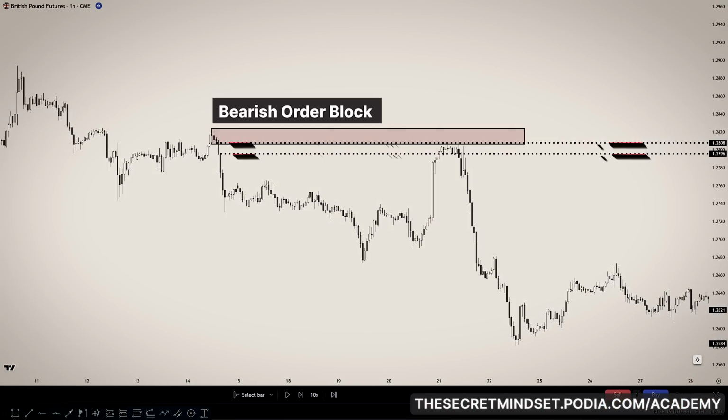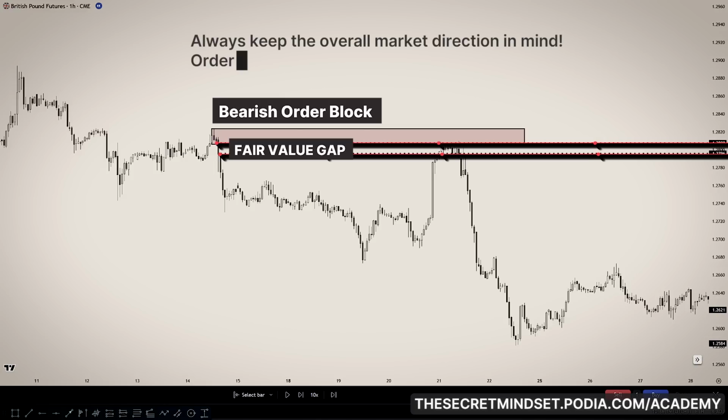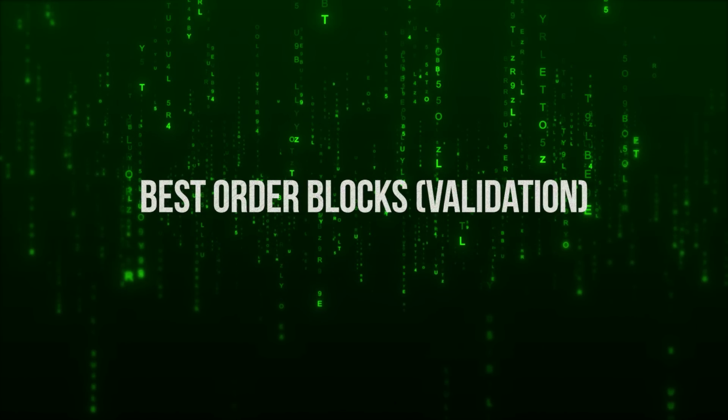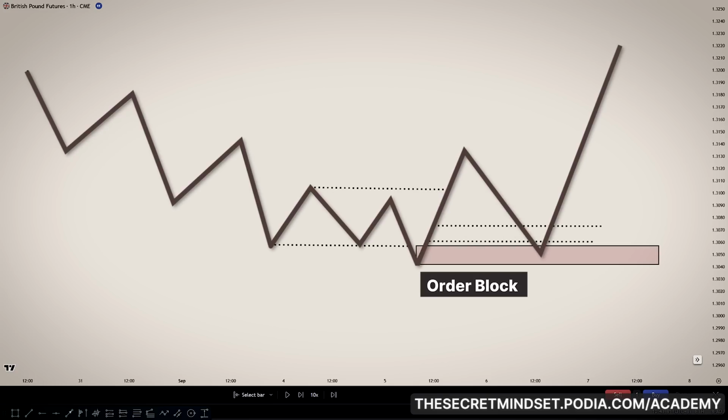Also, don't forget about the bigger picture. Order blocks and fair value gaps are just parts of market structure. They fit into larger trends and patterns. Always keep the overall market direction in mind. The best order blocks have 3 key parts: a liquidity run, a break in market structure, and a fair value gap. Let's break this down.